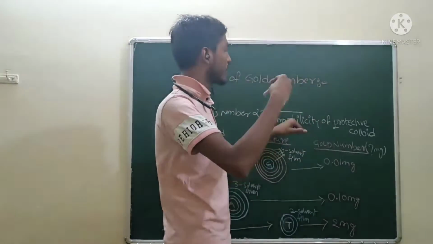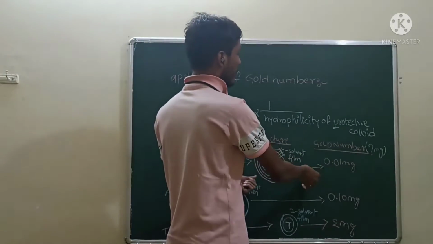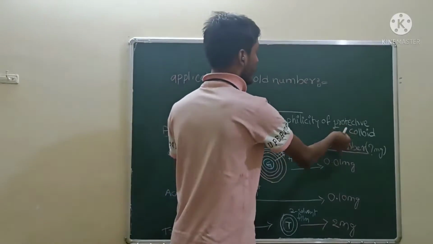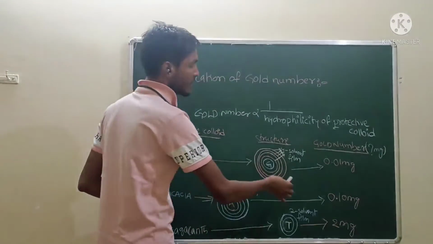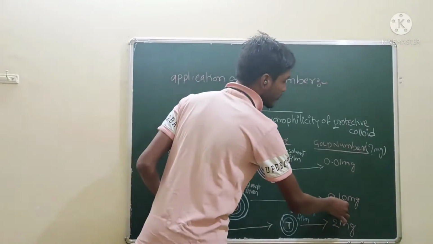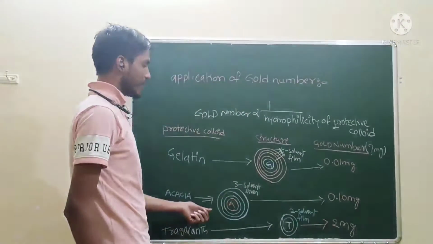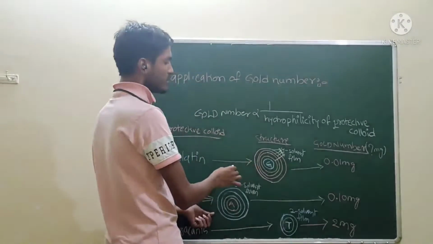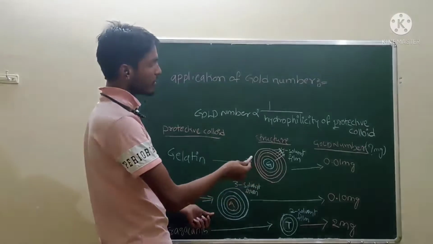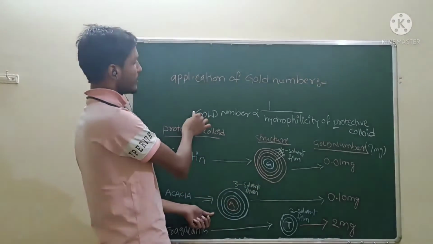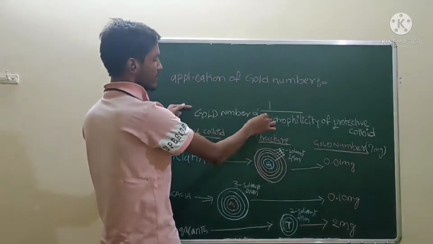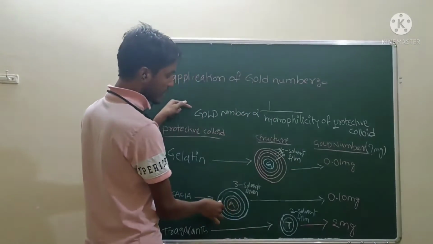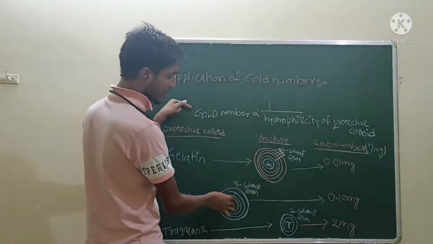Hydrophilicity means just drinking of water. So gelatin has high hydrophilicity and protective colloidal action. Next, acacia is 0.10 mg. This indicates that the gold number increases and the hydrophilicity is decreased. Hydrophilicity decreased means just three layers are there.